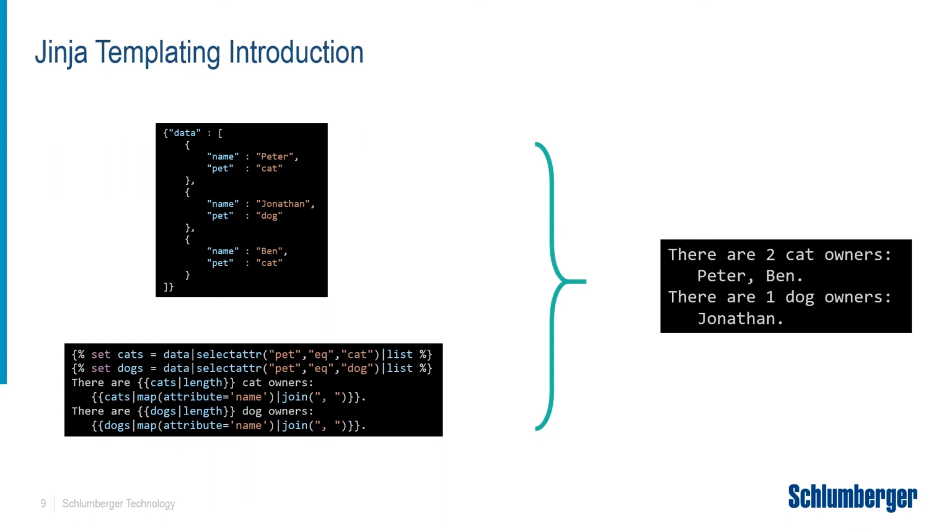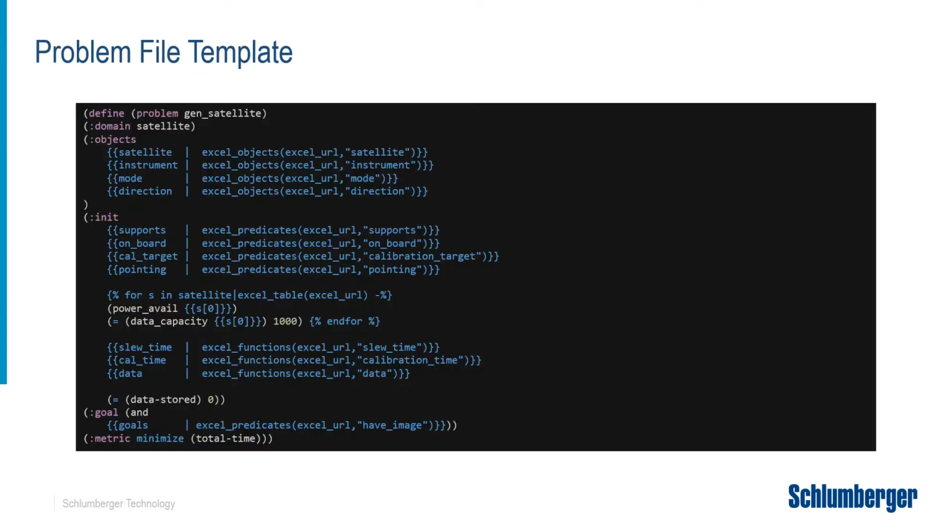I'll now dive straight in and show how we can easily construct a satellite problem based on Excel data. This shows a problem file template for the satellite domain. In it we have several Jinja filters: Excel objects, Excel predicates, Excel functions, and Excel table.